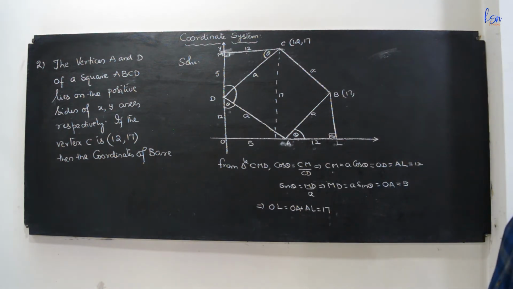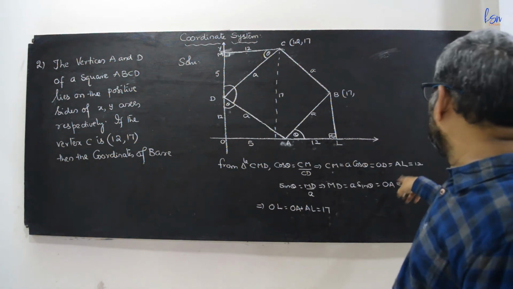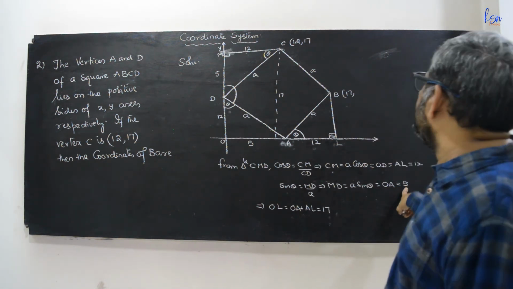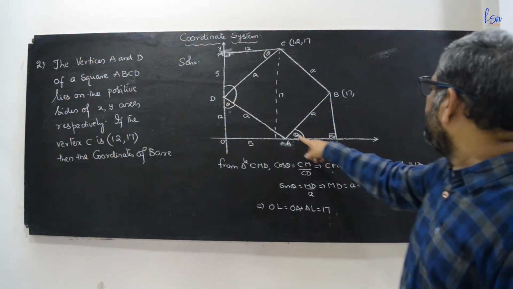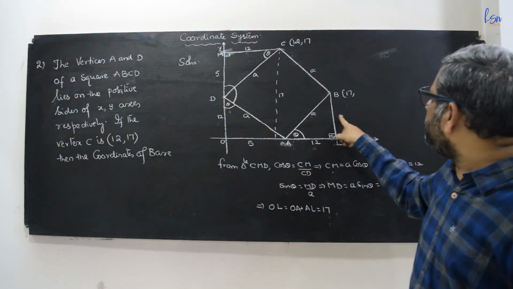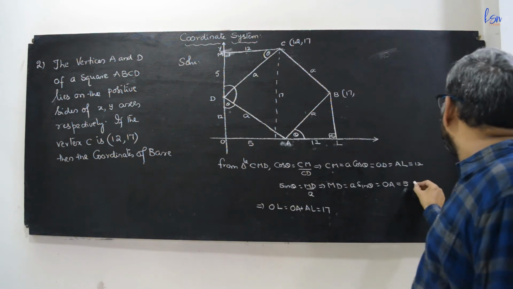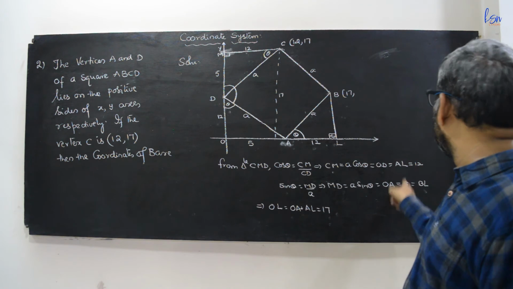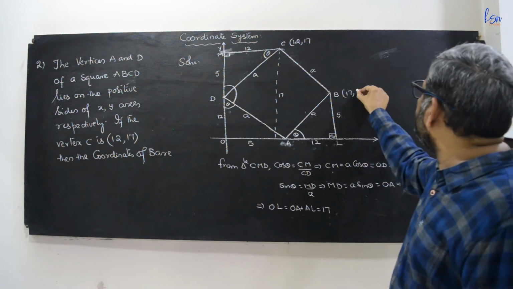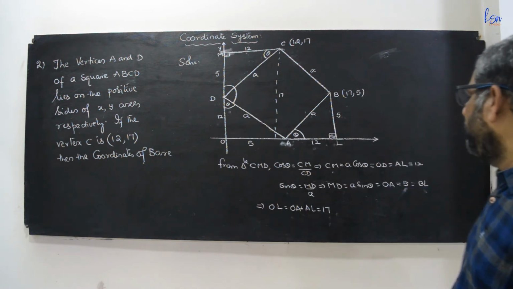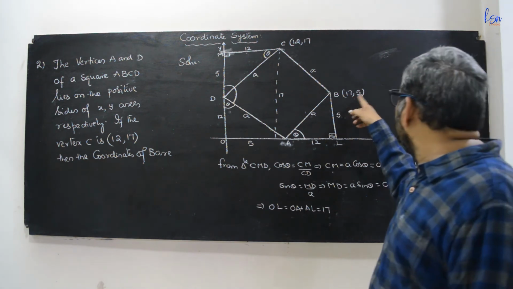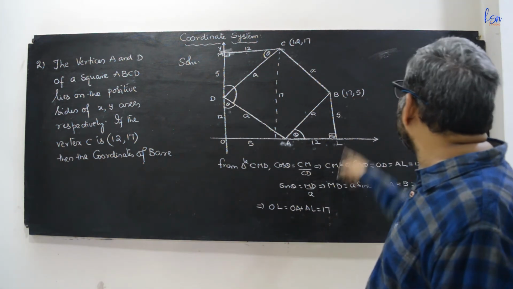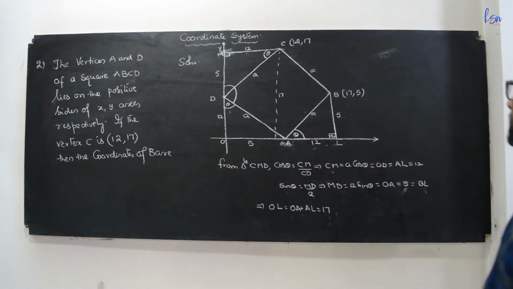Now we will find out the y coordinate. Here BL is equal to sin theta, in the same case, from this triangle sin theta is equal to BL by A. So it can be taken as BL also. So BL is equal to 5. So this is 5 units, 17 comma 5. Therefore, BL is equal to 5 and OL is equal to 17. Therefore, the coordinates of this point are 17 comma 5.